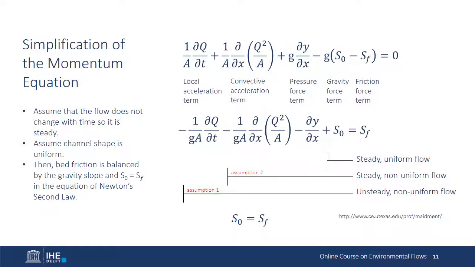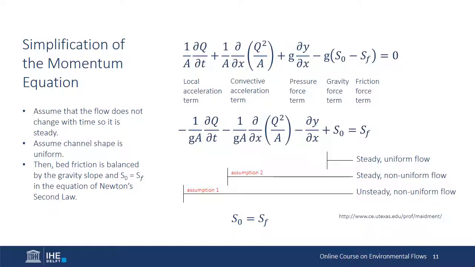The individual terms of the momentum equation are identified in the upper equation. They include the local acceleration term, the convective acceleration term, the pressure force term, the gravity force term, and the friction force term. In order to prepare for the eventual solution, in the middle equation, all terms have been divided by negative gravity, g, and the friction force has been added to both sides.